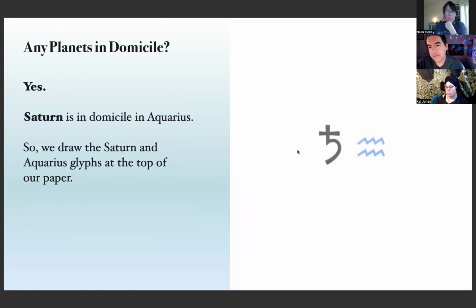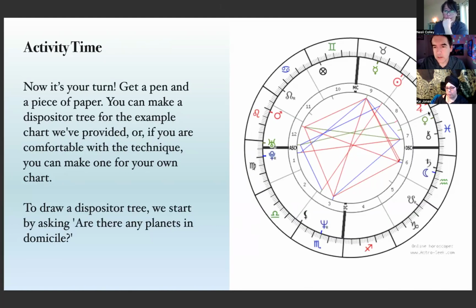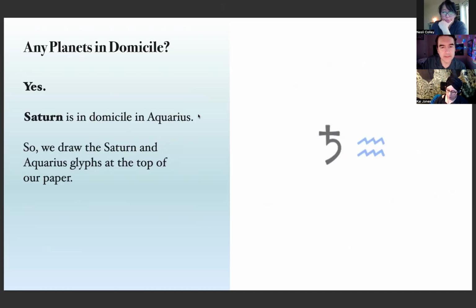Are there any planets in domicile in this chart? So maybe it's better if we start with this chart, the circle chart here. What planets are in domicile, if any, in this chart? Saturn. Very good. Yeah, we've got Saturn in Aquarius. So this is the way you would draw the chart. You would literally put, at the top of the paper, Saturn in Aquarius. Easy, right? Not too hard.